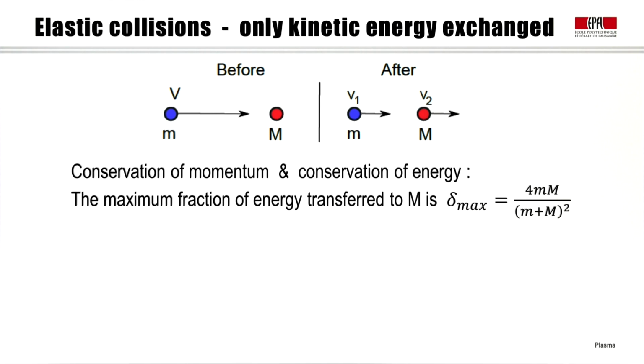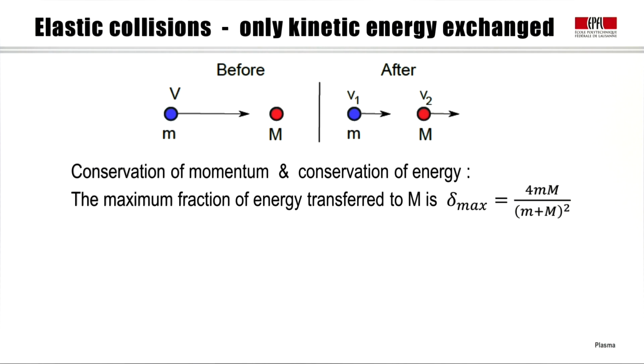Now we will consider elastic collisions. That means where only kinetic energy is exchanged. Consider this case of billiard ball collisions, where a ball of speed v strikes a ball which is at rest, and afterwards they move off with their separate velocities. We consider conservation of momentum and conservation of energy. And simple Newtonian physics shows that the maximum fraction of energy transferred to mass m, big M, is this expression here.